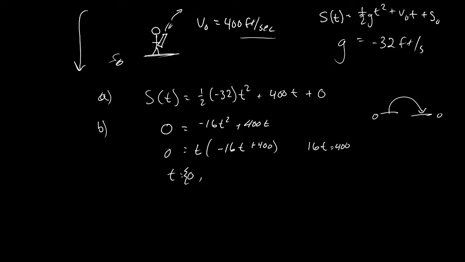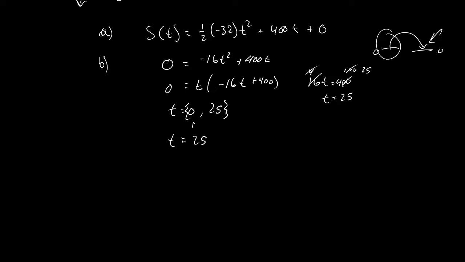Divide both sides by 4. I get 4 and 100. Divide again by 4. I get 4 and 25. So t is equal to 25. Now, it says when it hits the ground, and our time at 0 is when we start. It's not when we hit the ground. So really, we're looking for 25. So that's our time. And it also asks, what is the velocity?